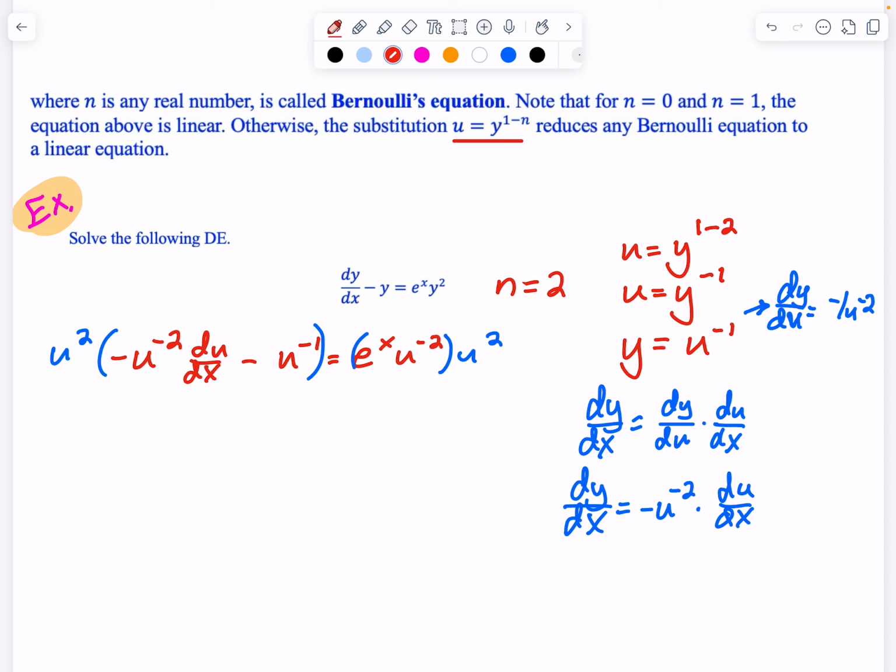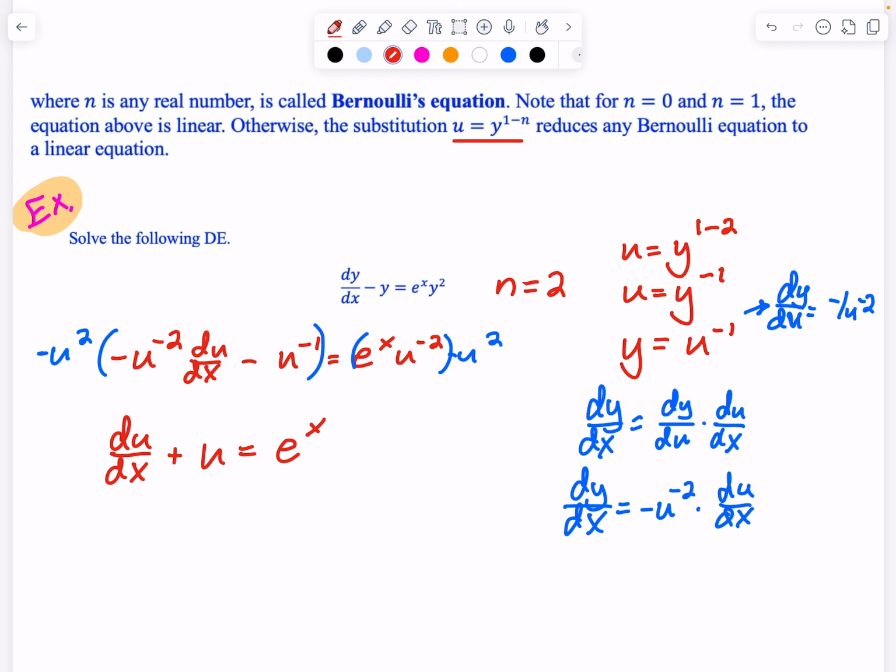So let's go ahead and do also a negative. We're going to multiply by a negative, meaning I'm going to get a du dx up front. If I do that, the minus becomes a plus. u squared times u to the negative 1 is just u. And then on the far right, those are gone, and I just get e to the x.